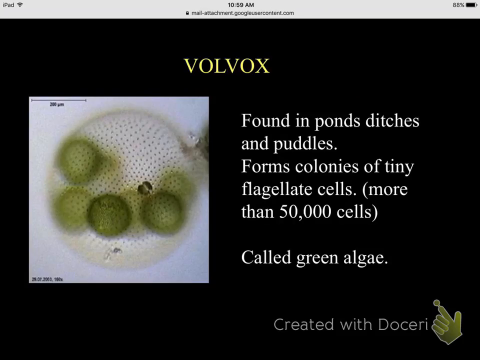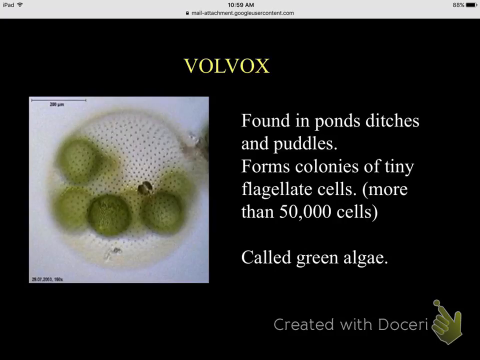The last protist you guys have to learn about is the volvox. The volvox is found in ponds, ditches, and puddles. What they do is they form in colonies. So there's never just one. They all clump up and form in these huge colonies. And they're tiny flagellate cells, which means they have tons of flagella, alright?